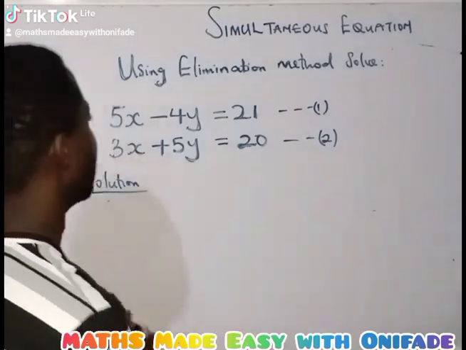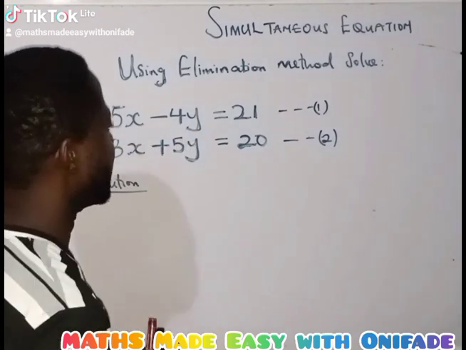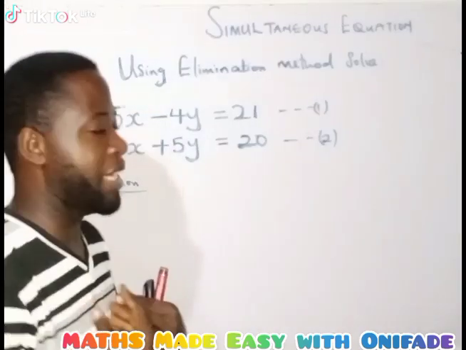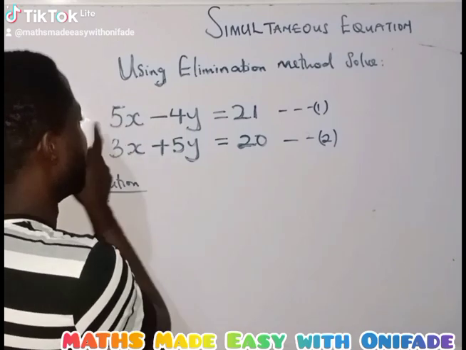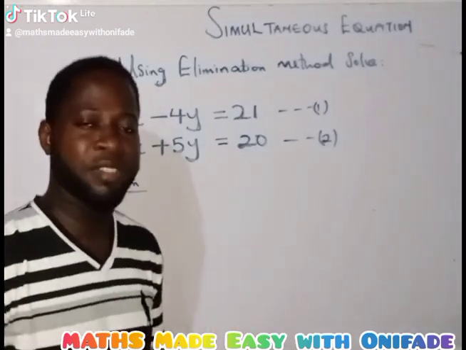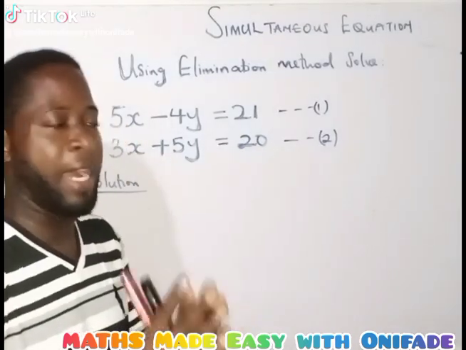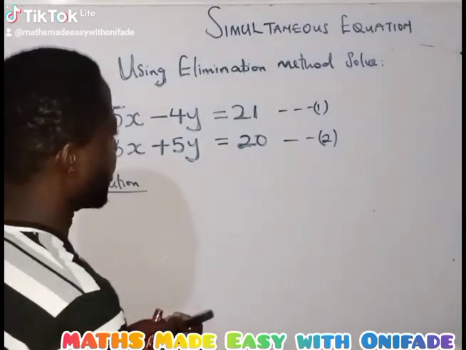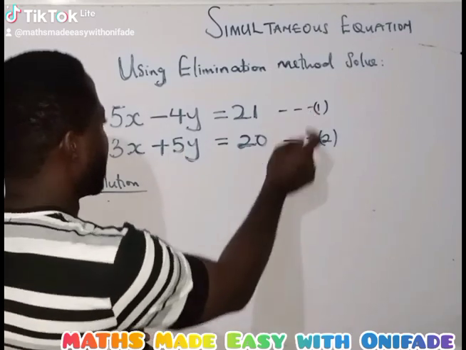What do I mean by that? You can see that the variables involved here are x and y. So I'm going to make sure that the coefficients of x, if I choose x, I will make sure that the coefficients of x in both equation 1 and 2 are the same. If I choose y, I will make sure that the coefficients of y in both equation 1 and equation 2 are the same. In this case, I'm going to choose y. So I'm going to make sure that the coefficients of y in both equation 1 and 2 are the same.